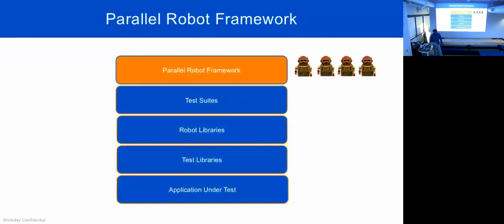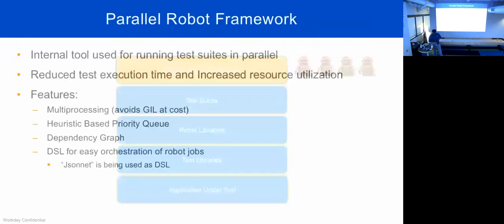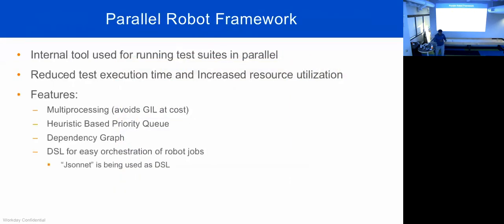The obvious solution is to run things in parallel. So you're going to run multiple robots in parallel. So we built our own parallel robot framework, which we call parallel robot framework. Probably we should name it better. It's an internal tool used for running our test suites in parallel. One of the main objectives of that tool is to reduce the runtime and increase resource utilization. Some of the features we included are based on multiprocessing rather than threads to avoid the GIL, but at a cost.